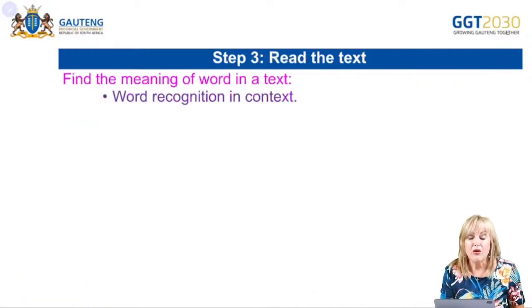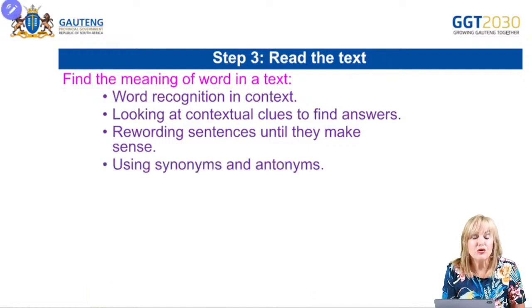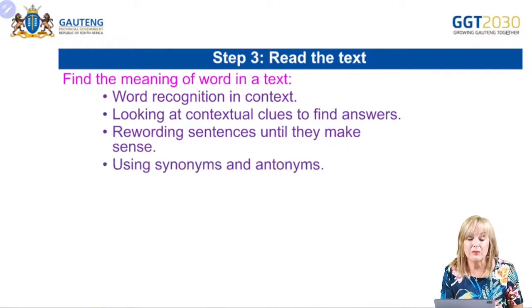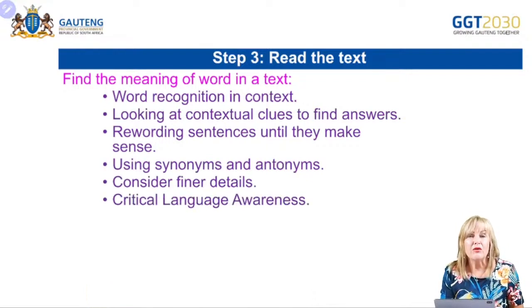Then you find the meaning of a word in a text. Often when we read a passage, there will be words that we don't fully understand. Then you must try and decipher what the meaning could be in the context of the passage that you are reading. So look at contextual clues. Reword the sentences until they make sense to you, by using synonyms and antonyms. Consider the finer details and employ critical language awareness to understand a difficult word that you're not sure of.